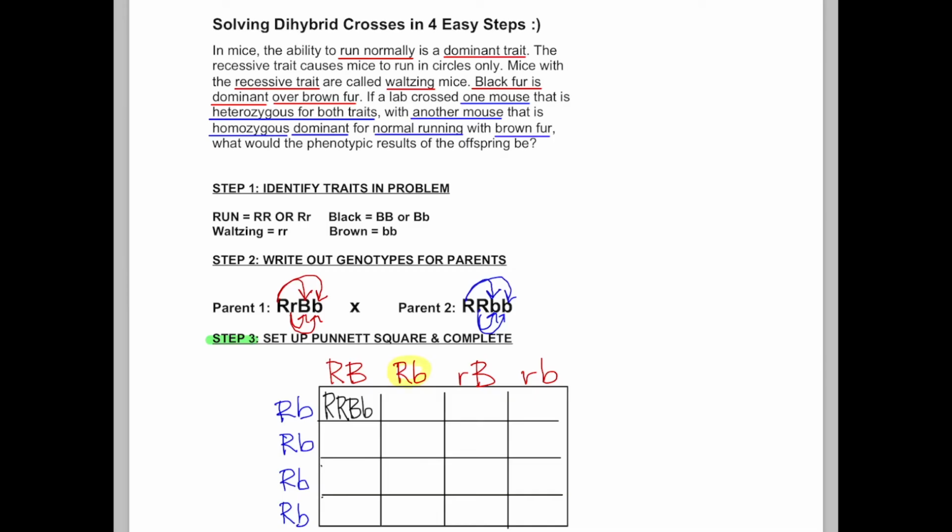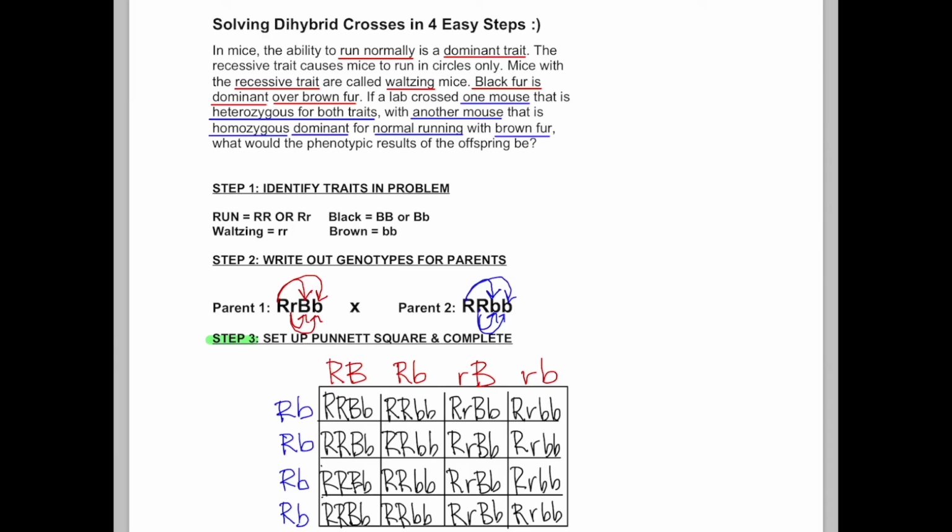Now keep going. This combination comes down, this combination comes over, giving you this. This combination comes down. This combination comes over. This comes down. This comes over. Okay, now pause the video, complete the remaining squares, then compare your answers with mine.